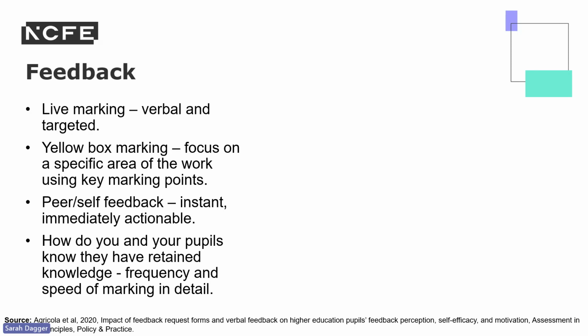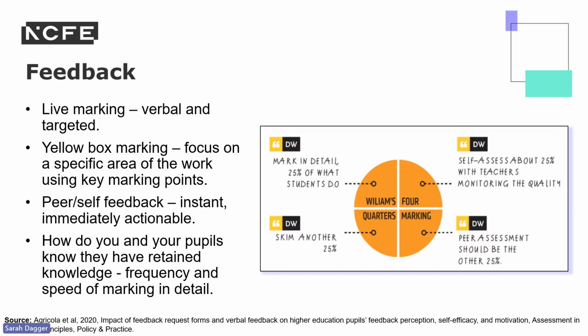So yellow box marking is an approach used by Dylan Wiliam. If we look at the image there on the screen, he looks at the quality of marking and the impact that it has on learning. He suggests a four-quadrant approach to marking of student work, so that 25% of it is marked in detail, 25% is self-assessed, with the teacher monitoring the quality of that self-assessment, 25% should be peer assessed, so working within a peer group or peer study groups, and that 25% of what students are producing can be skimmed over because you've got that 75% of quality marking elsewhere.